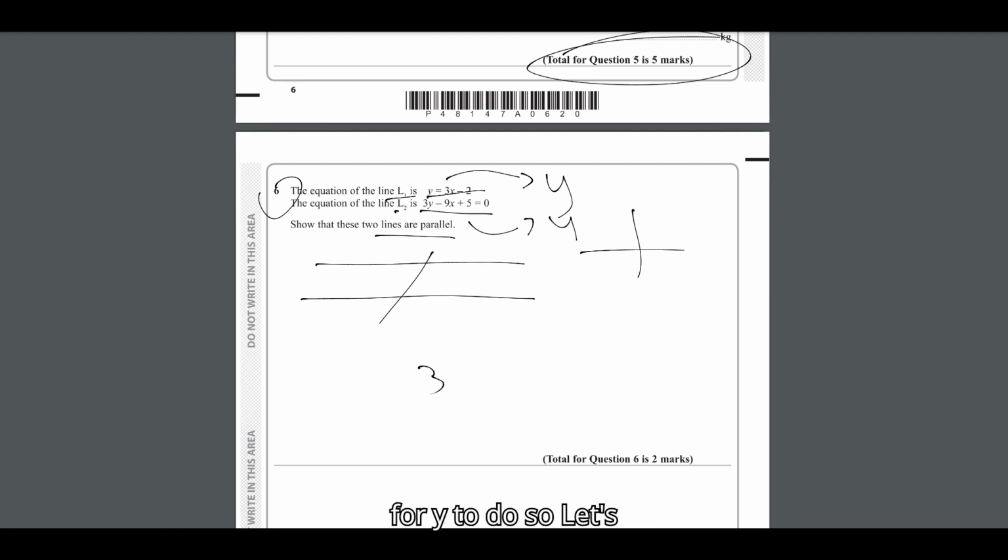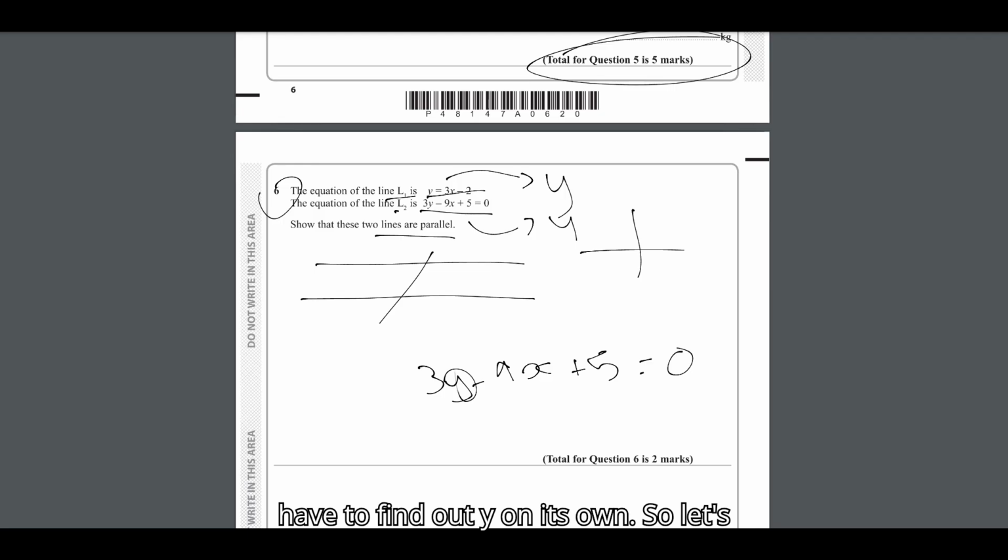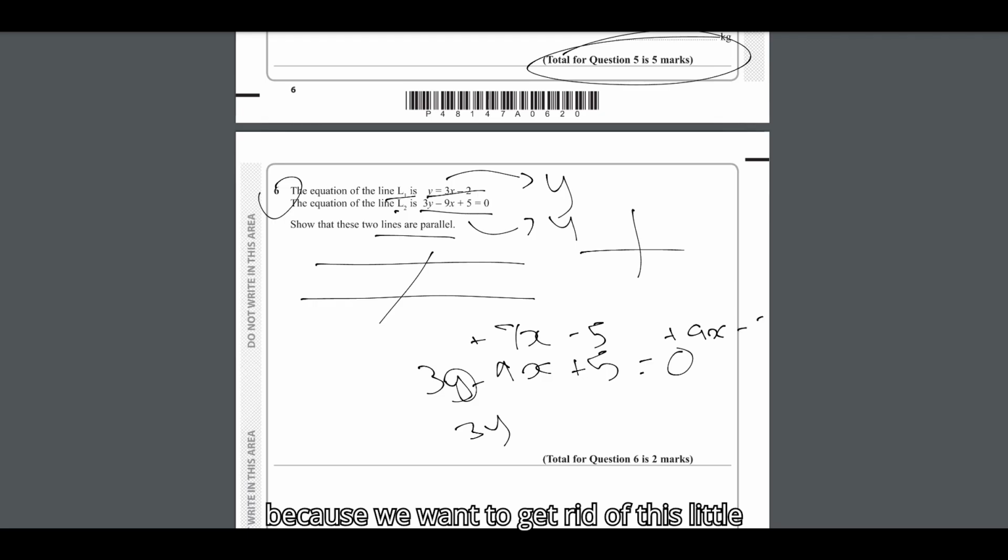To do so, let's write down the equation first. It is equal to 0. We have to find y on its own. So let's first plus 9x to both sides. Plus 9x. That will give us 3y. That's plus 9x and minus 5 on each side, because we want to get rid of this little equation in the middle first. So that will give us 9x minus 5.